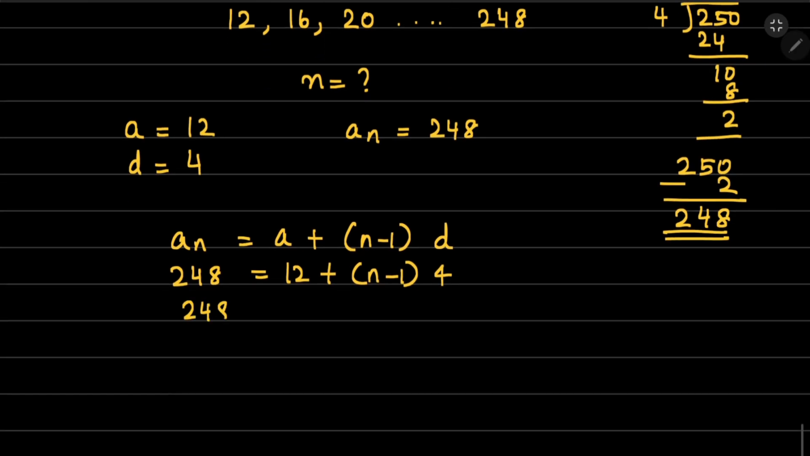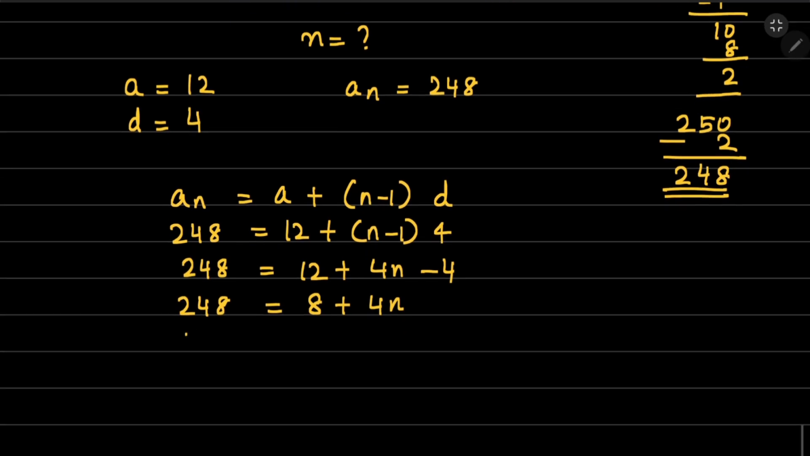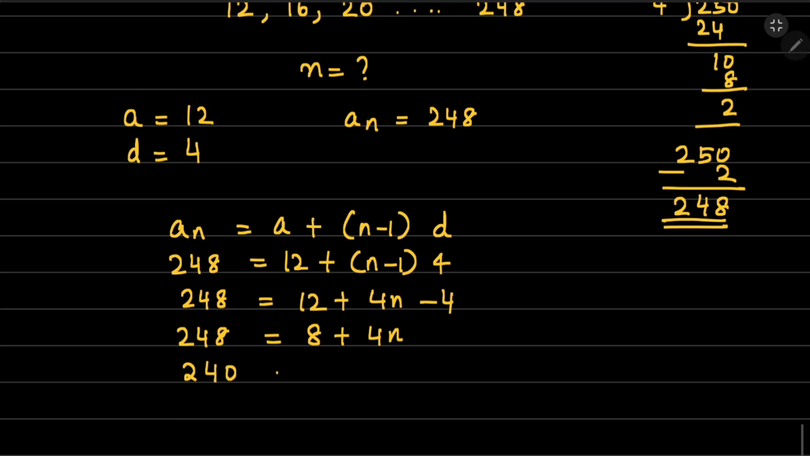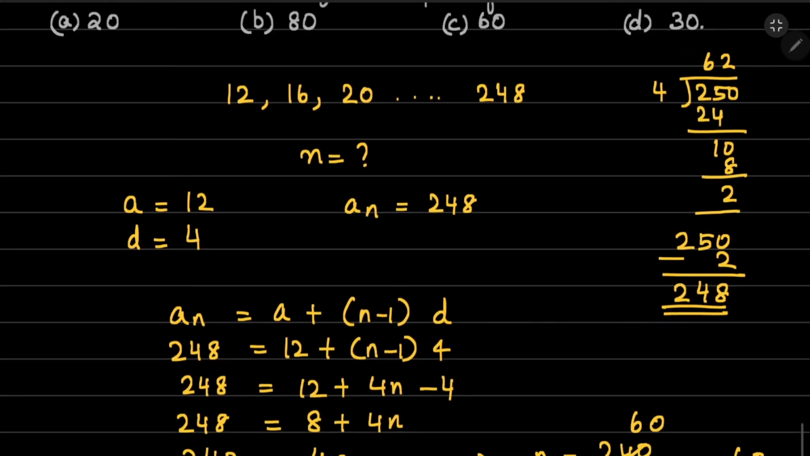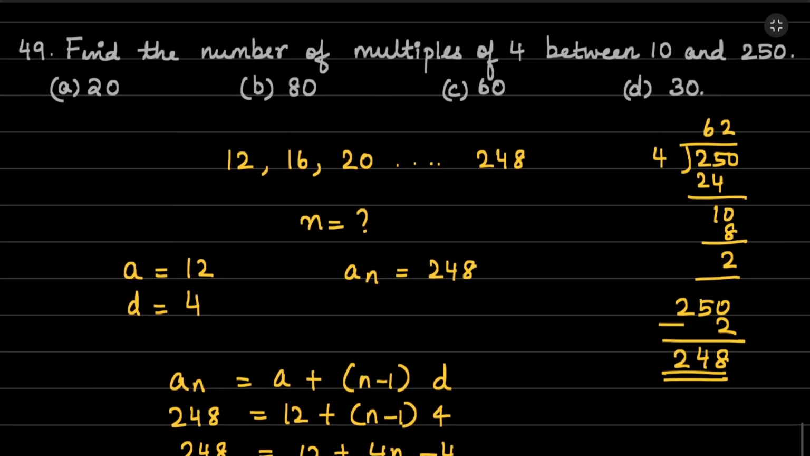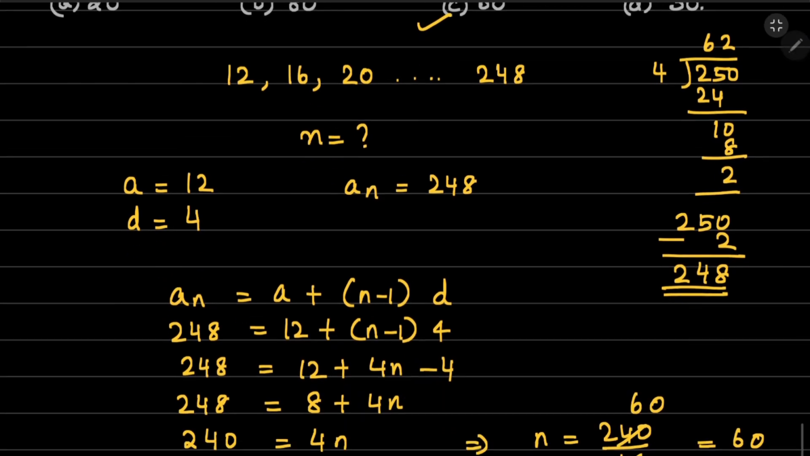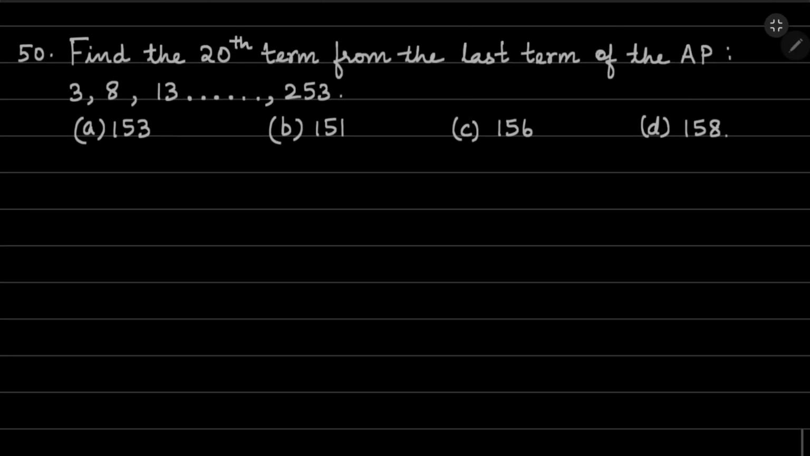So you have 248 equal to 12 plus 4n minus 4. So this is nothing but 8 plus 4n equal to 248. So 248 minus 8, it's 240, is equal to 4n, which implies n is equal to 240 divided by 4. So 4 6s are 24. So n is equal to 60. So the total multiples of 4 between 10 and 250 is equal to 60. C, equal to 60, that's the correct answer. Let's move on to the last question.